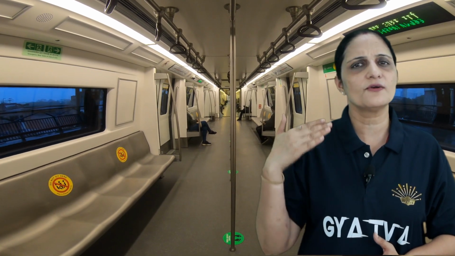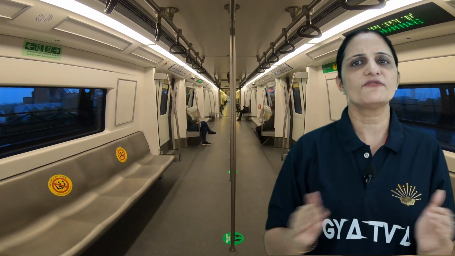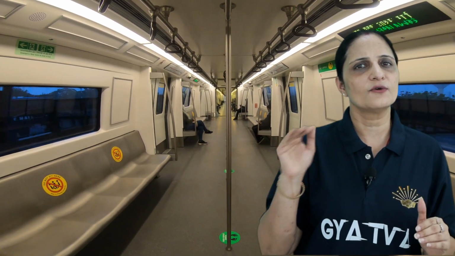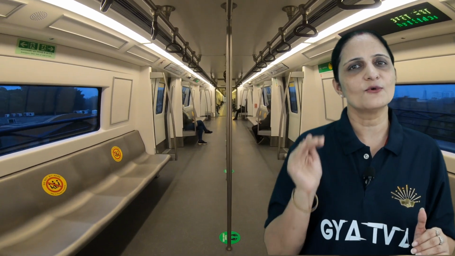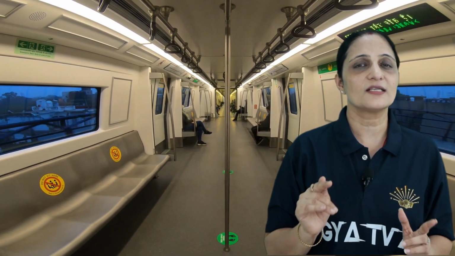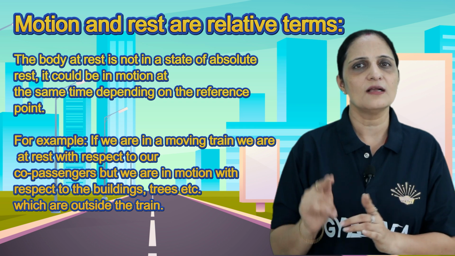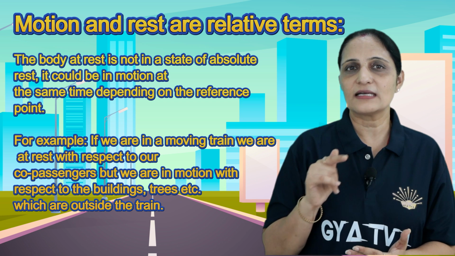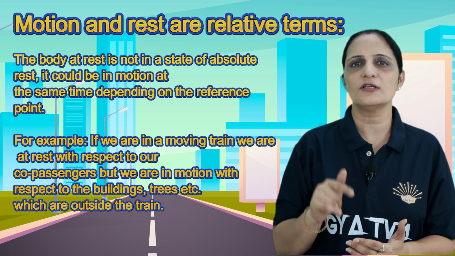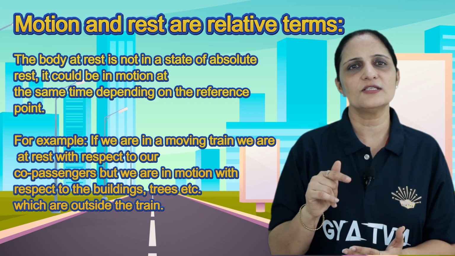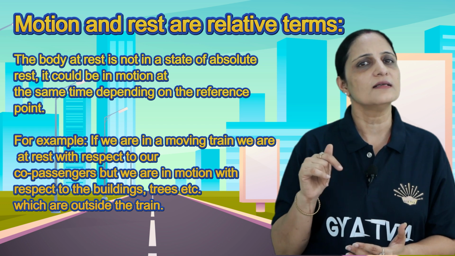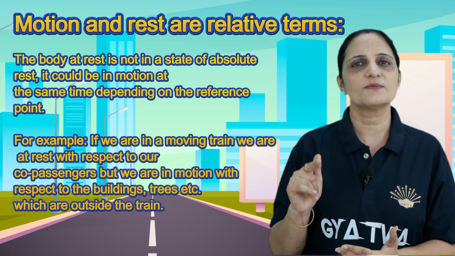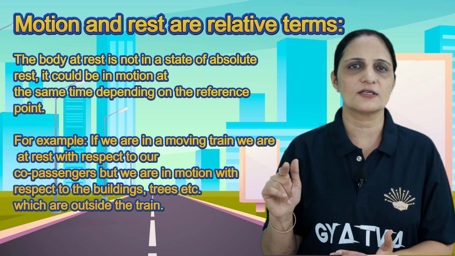आप किसी ट्रेन में बैठे हैं और ट्रेन चल रही है, सो आप अपनी फैमिली के विद रिस्पेक्ट टू रेस्ट पर हैं, जो आपको बाहर खड़े होके बाय कर रहे हैं, यू आर इन मोशन विद रिस्पेक्ट टू देम. So that is what is, if we are in a moving train, we are at rest with respect to our co-passengers, but at the same time we are in motion with respect to the buildings or the trees which are outside the train. So this means rest and motion, both the terms are relative to each other.